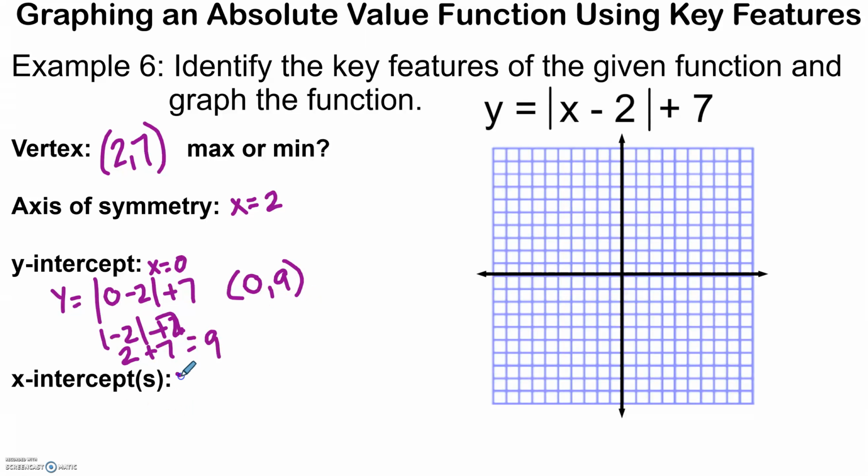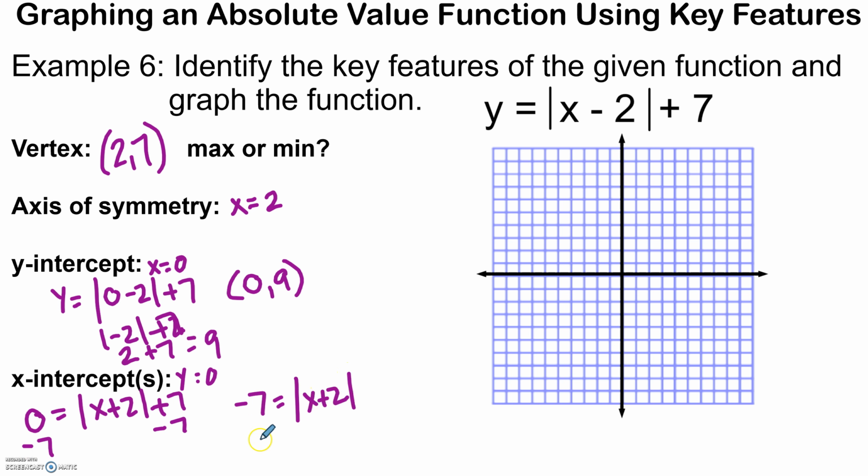For my x-intercept, I know I'm working with y equals 0. So I'm going to set the entire function equal to 0. X plus 2 inside the absolute value, plus 7. I'm going to subtract 7 on both sides, and I'm going to get negative 7 equals the absolute value of x plus 2. We can't have that. An absolute value cannot equal a negative. There is no negative out in front to save it. An absolute value cannot equal a negative, so there is no x-intercept.